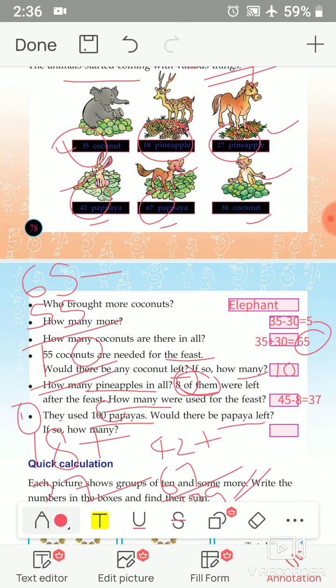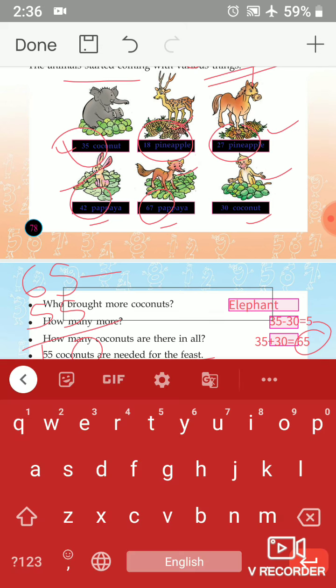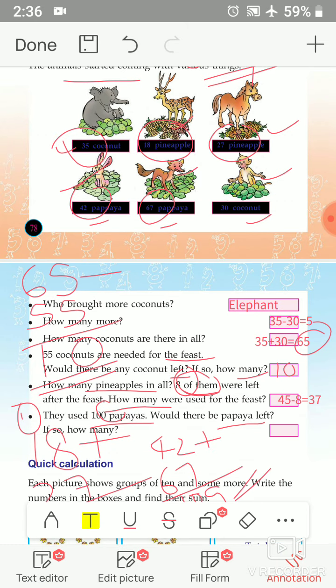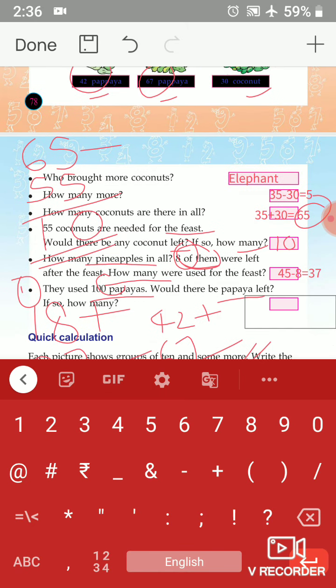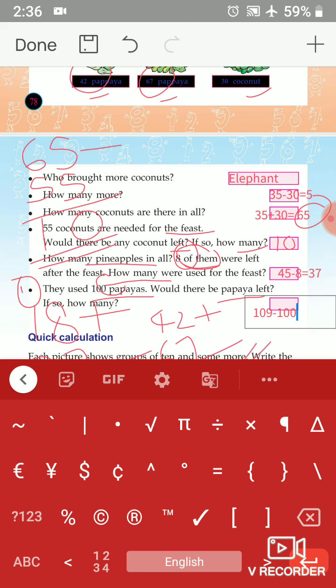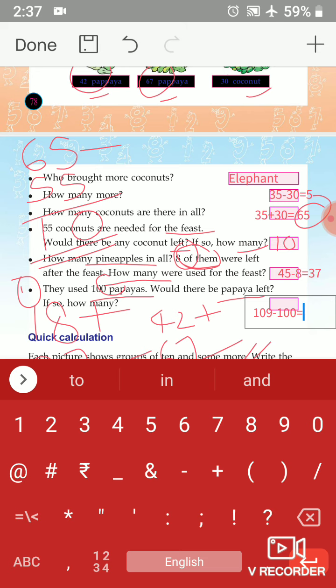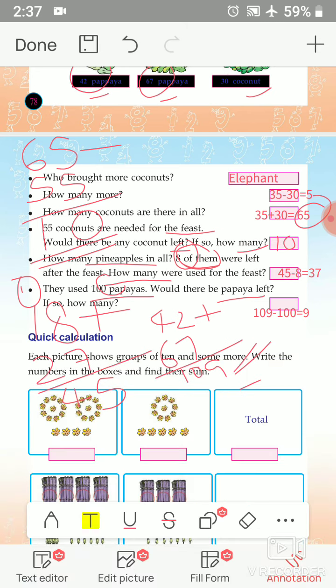Okay. Did you understand? Okay, then all of you subtract. Total papayas are 109, minus how many papayas were used? 100 papayas. Then subtract it. 109 minus 100. That is, the answer is, yes, 9. 9 papayas are left.